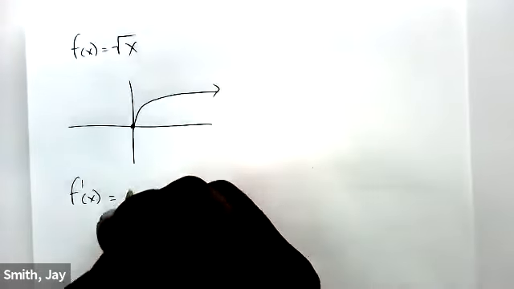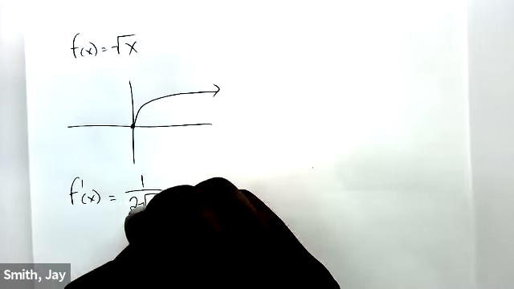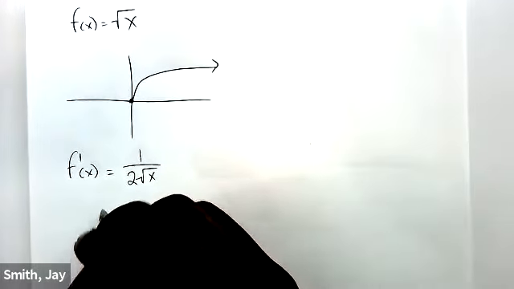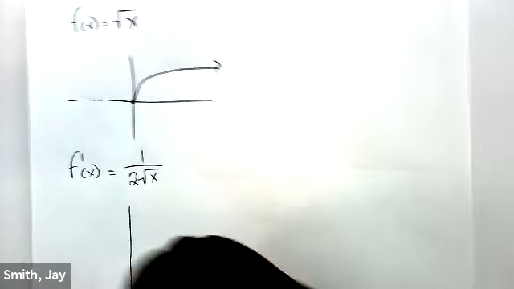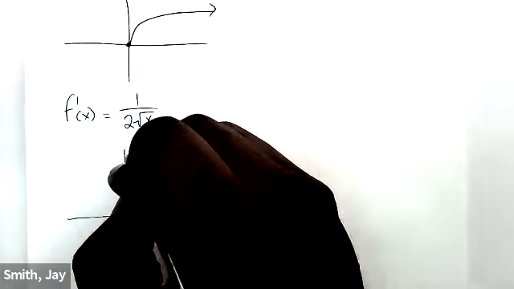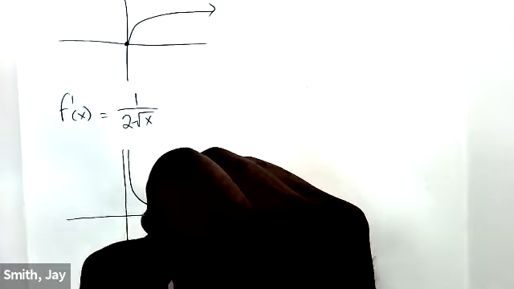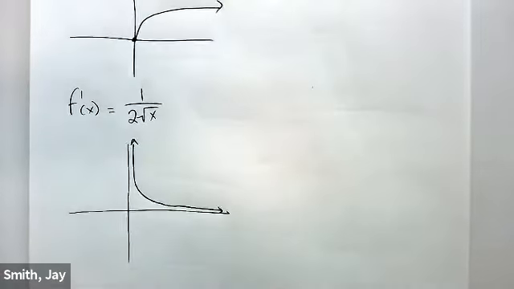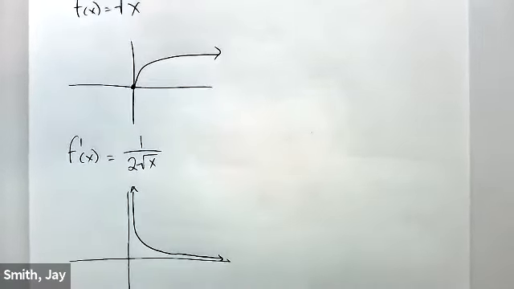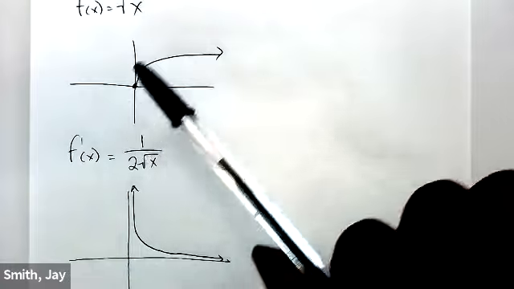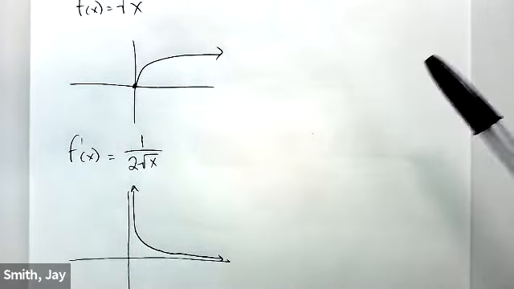F prime of x we found to be 1 over 2 times the square root of x. This graph is also defined only on the positive side. And that's going to be the sketch for the graph of f prime. Now, the characteristics that we're looking for as far as the x-intercepts don't hold true. We don't have any horizontal tangents here. We don't have an increasing or decreasing or vice versa.